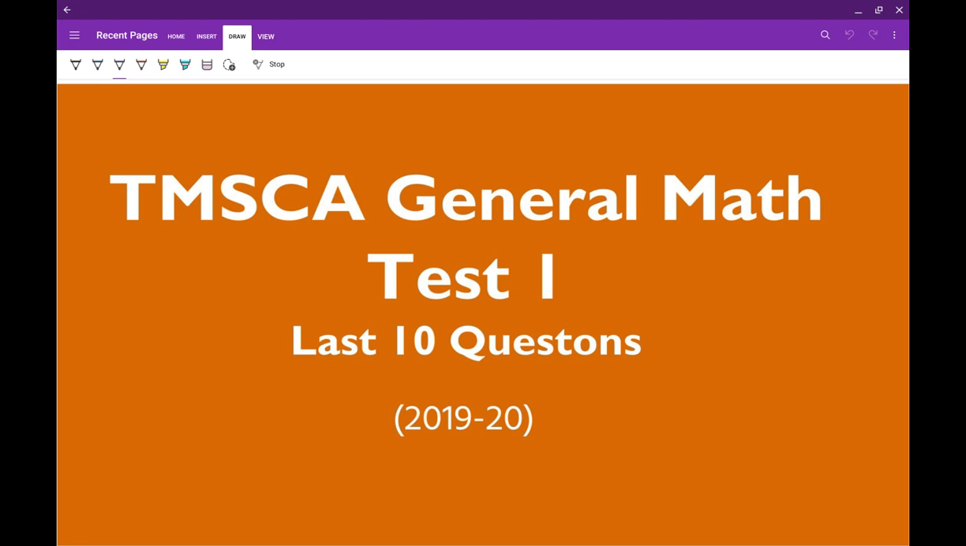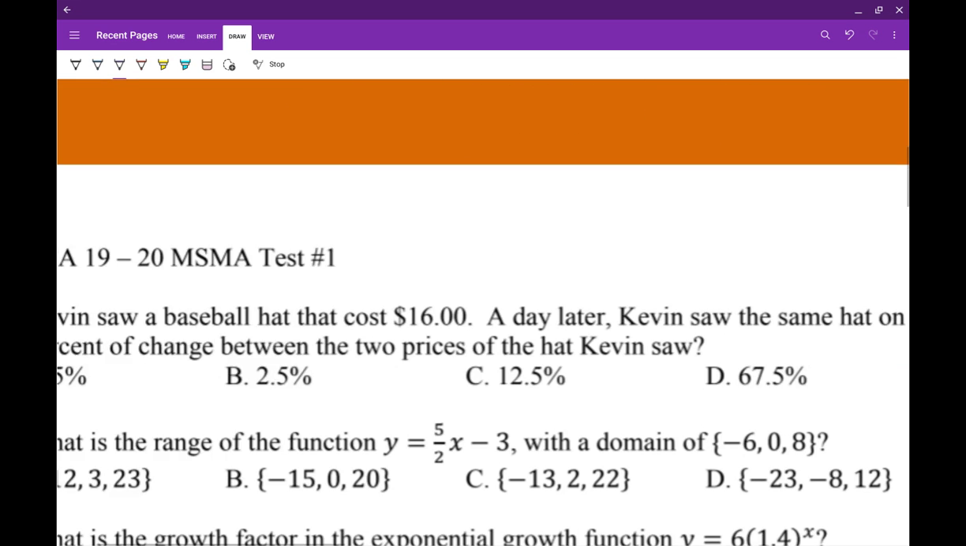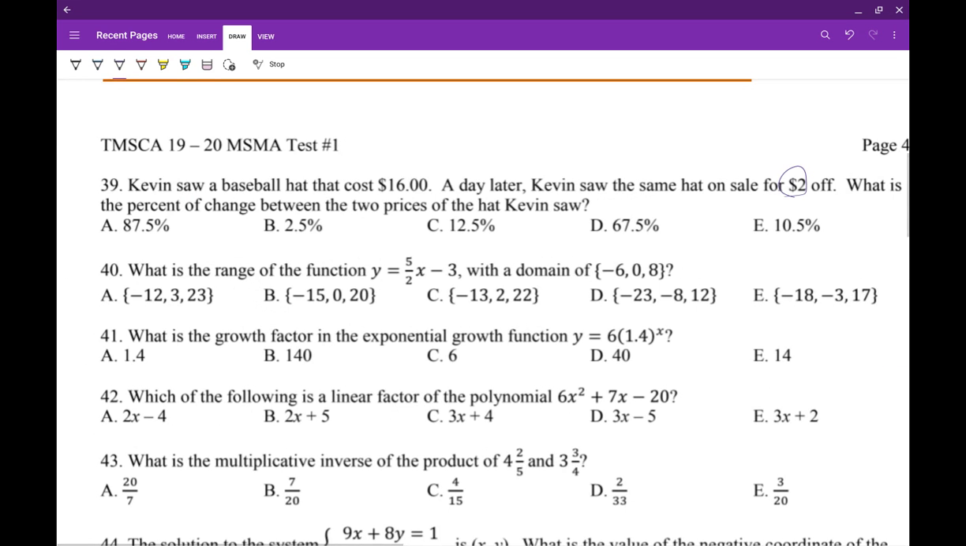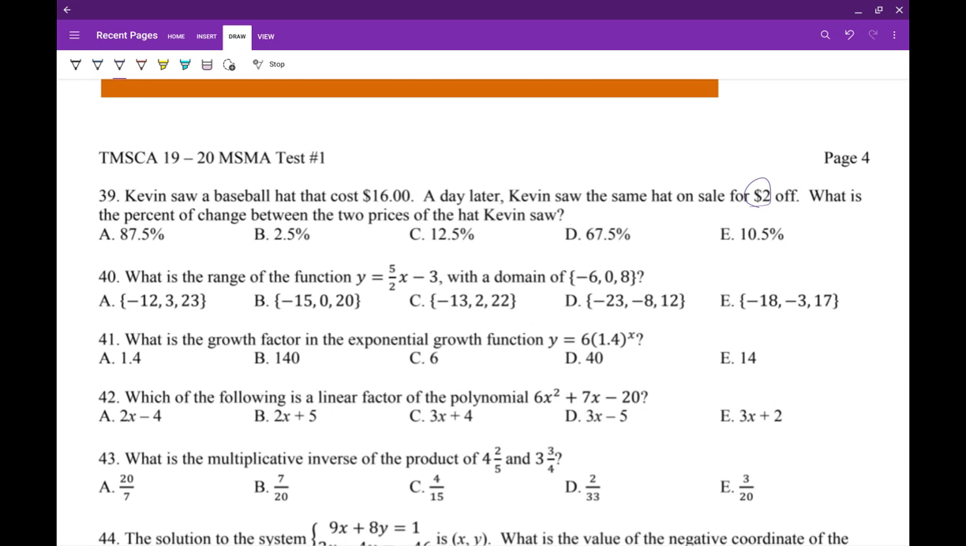Hello there. So today we'll be going over the last 11 questions of the 2019-20 General Math Test 1. So let's start with question 39.